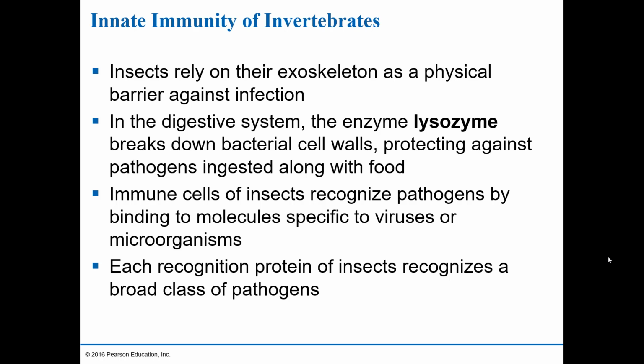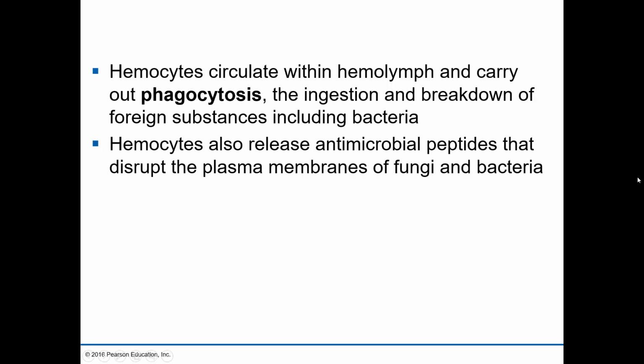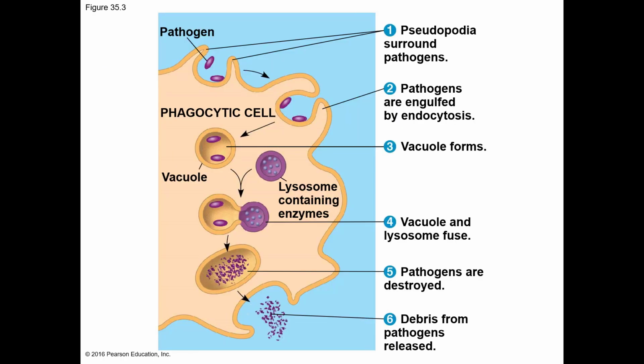Immune cells of insects recognize pathogens by binding molecules specific to the virus, and each recognition protein of insects recognizes a broad class of pathogens. Hemocytes circulate within the hemolymph of the insect, and they carry out phagocytosis, where it engulfs and ingests whatever the bad thing is in the body. So even simple organisms like an insect contain certain things as a part of their immune system that help them, much like humans do.